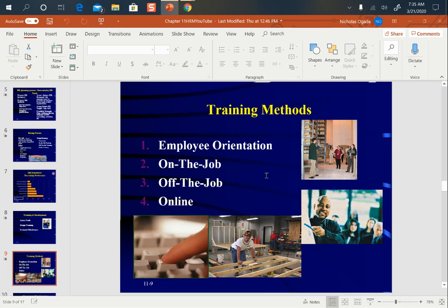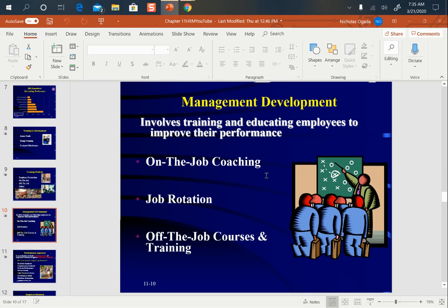And again, we saw there are different types of training methods: employee orientation, on-the-job training, off-the-job, and of course online. Then the other aspect is management development, which is the same thing as training. This involves training and educating employees to improve their performance. So again, you can do this on a continuous basis.